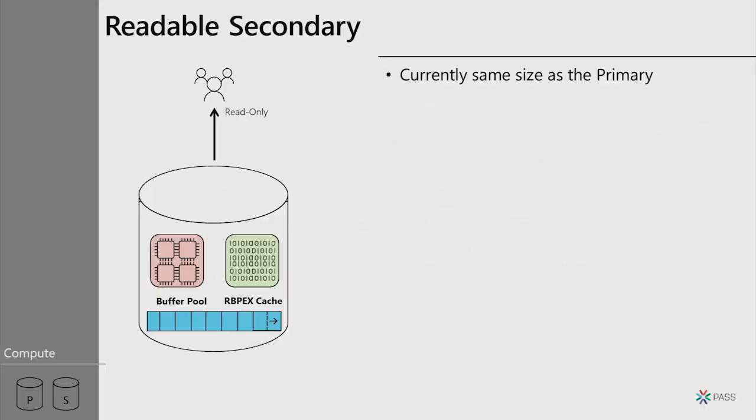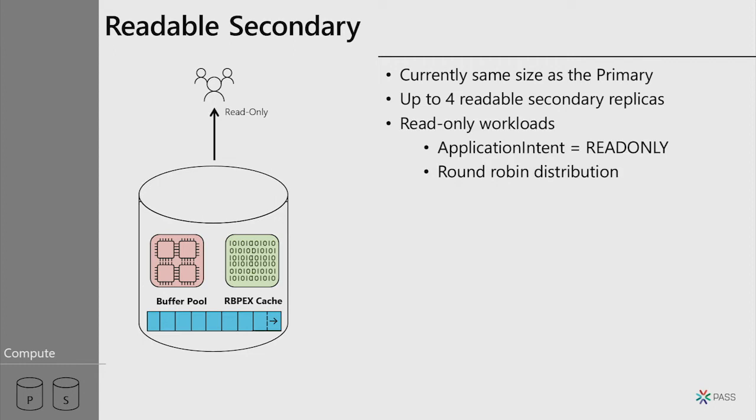OK, so the second thing is readable secondaries. Readable secondaries are currently the same size as the primary, so there's no current option, at least, to size the secondary as a separate tier from the primary. It still has the same characteristics as the primary in terms of RBPEX cache, memory, and cores. You can scale up to 4 readable secondary replicas. And then read-only workloads can be routed to it by specifying application intent equal to read-only in your connection string.